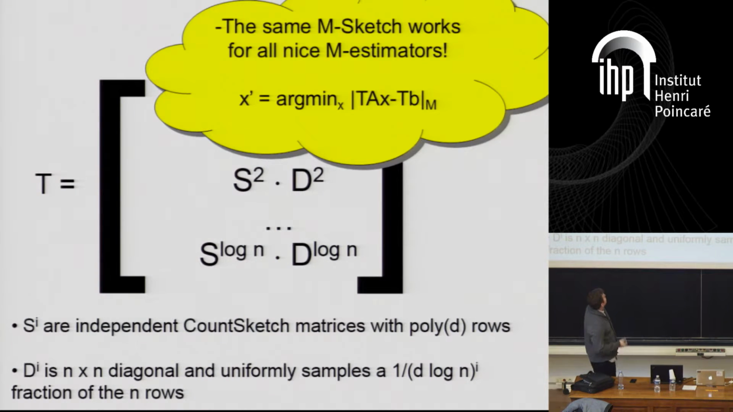I want to mention that this M sketch doesn't depend on the function M. And so it works for all nice M-estimators. Namely, if we compute T times A and T times B and solve the M-norm regression on that much smaller problem, then we'll get a relative error solution.